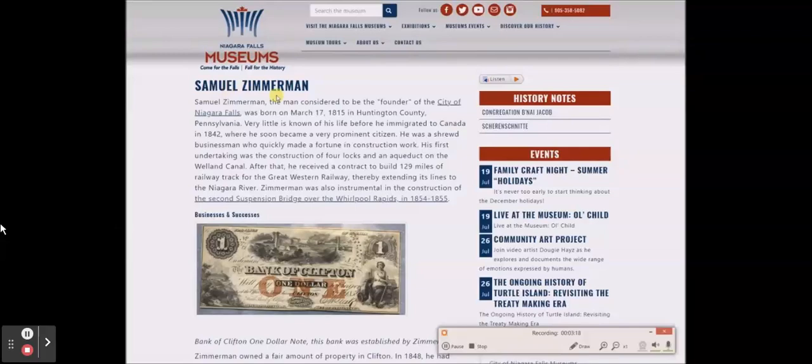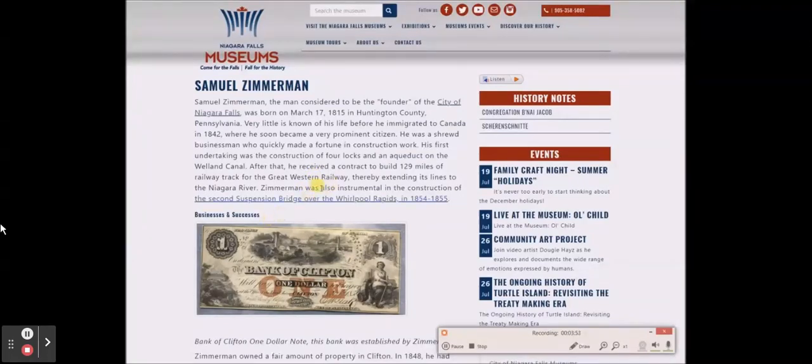Samuel Zimmerman, the man considered to be the founder of the city of Niagara Falls, was born on March 17, 1815, in Huntington County, Pennsylvania. Very little is known of his life before he immigrated to Canada in 1842, where he soon became a very prominent citizen. He was a shrewd businessman who quickly made a fortune in construction work. His first undertaking was the construction of the four locks and an aqueduct in the Welland Canal. After that, he received a contract to build 129 miles of railway track for the Great Western Railway, thereby extending its lines to Niagara Falls.